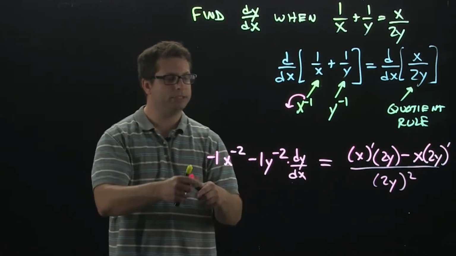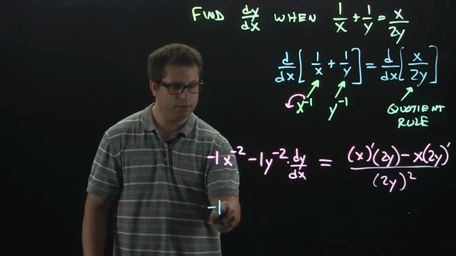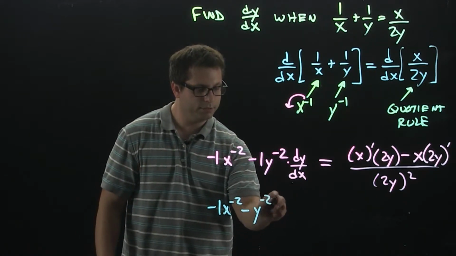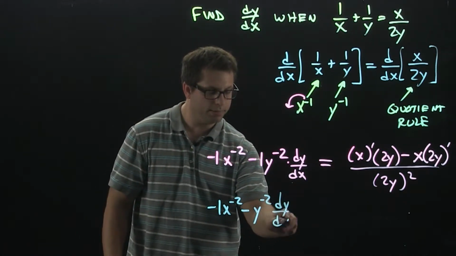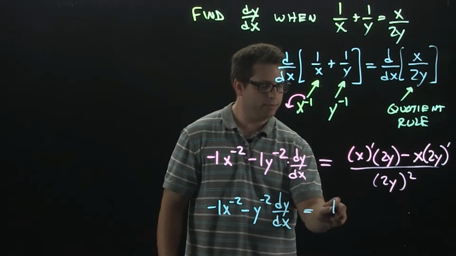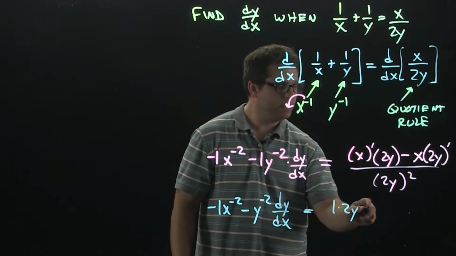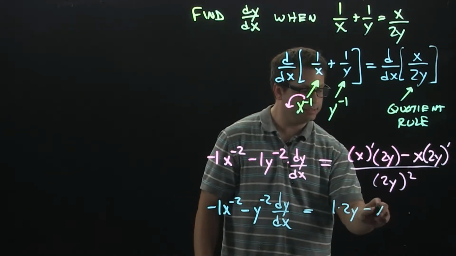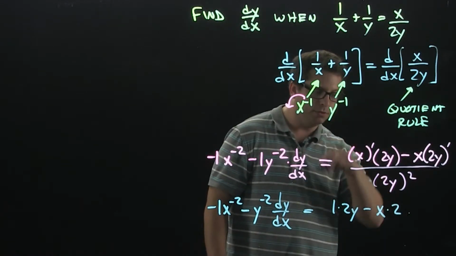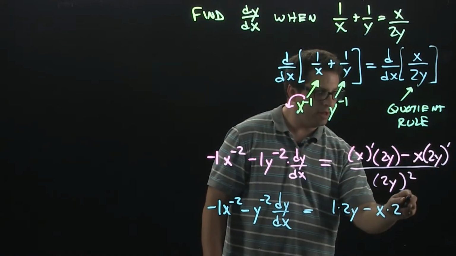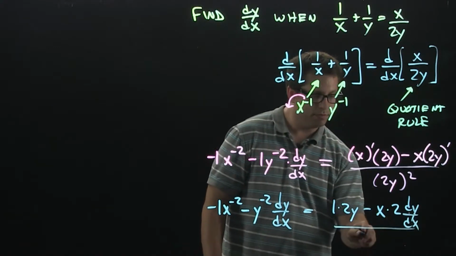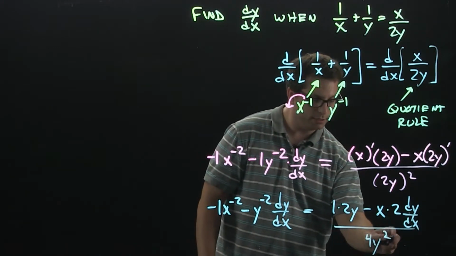Okay, so this side was still done, and so I'm just going to rewrite it. So y to the negative 2 dy dx. Okay. Differentiate x, you get 1, so it'll be 1, 2y. Over here, you'll have the x. Differentiate 2y, well, it's just going to be 2, and then the derivative of y is dy dx. So all going to be over 4y squared.